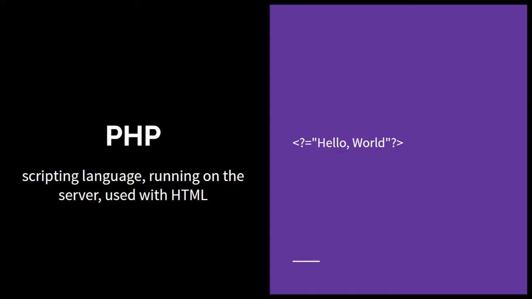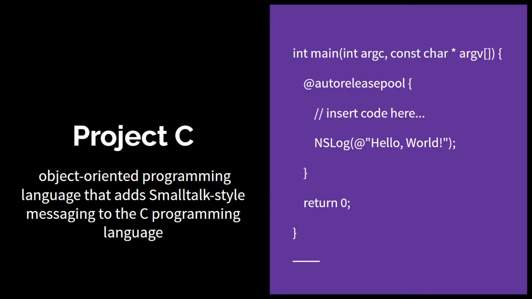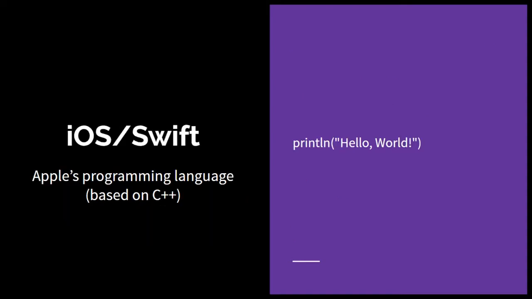PHP is a scripting language used for running servers and used with HTML. On the right is how you would print out Hello World. Objective-C is an object-oriented programming language that adds Smalltalk-style messaging to the C programming language. On the right-hand side, this is how you would print out Hello World. And then iOS Swift, which is the Apple programming language based in C++, and then how you would print is on the right-hand side.